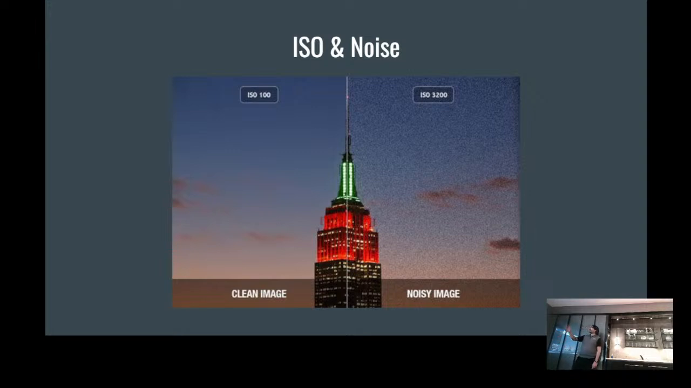In this case, we can see that at 100 ISO with what the sun is there, I believe that's the Empire State Building, we have a clean image. Empire State or Chrysler? I think it's the Empire State. With a noisy image, we can see at 3200 that it's very similar in quality and in texture. However, it's much noisier on the 3200 side because it's too much ISO.